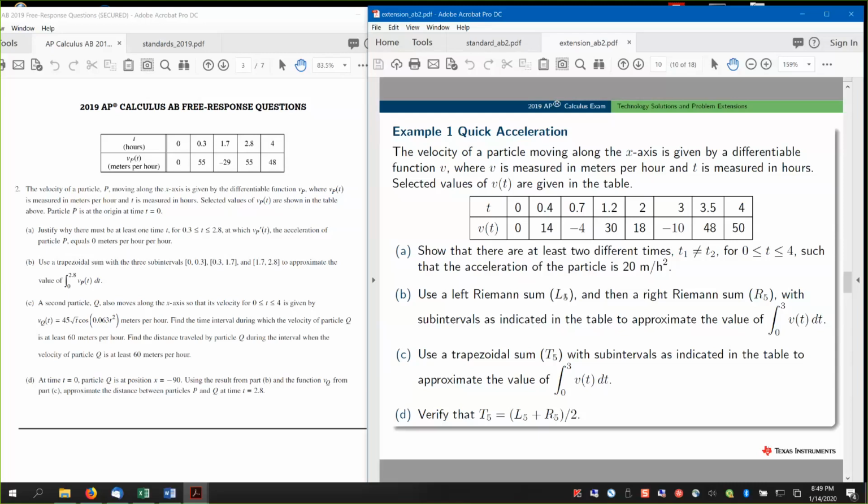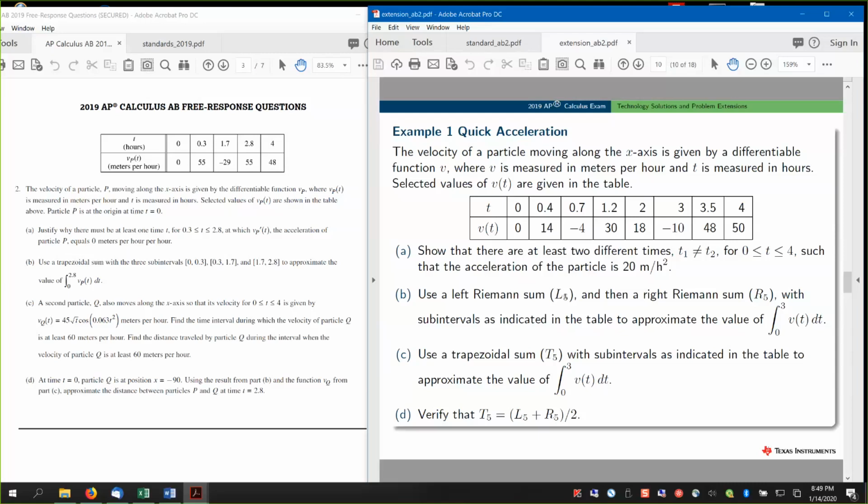And then, you know what, let's verify that equality. Let's make sure that the average, the arithmetic mean of the left and the right Riemann sums is indeed that trapezoidal sum. So that's kind of a cool problem. And again, this is part of TI in Focus AB2 problem extensions that you can find on the TI website.